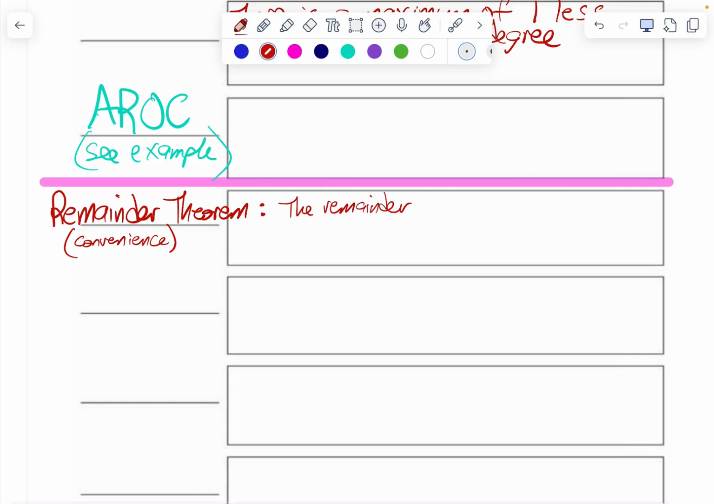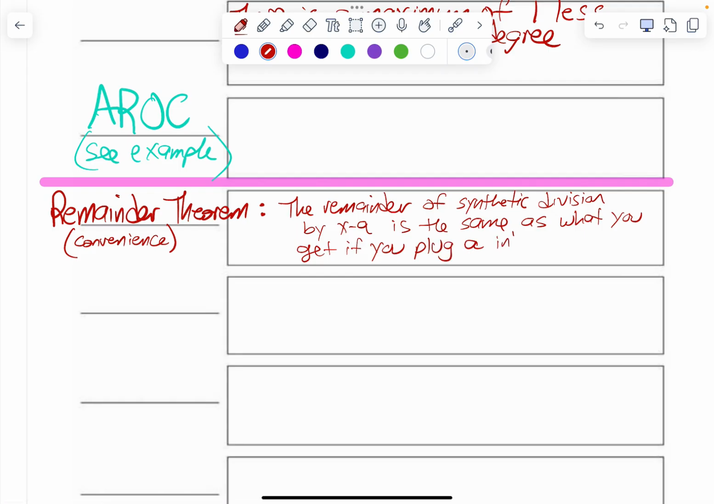In plain English, it says this: the remainder of synthetic division by x minus a is the same as what you get if you plug a into the function. So how is that a matter of convenience?